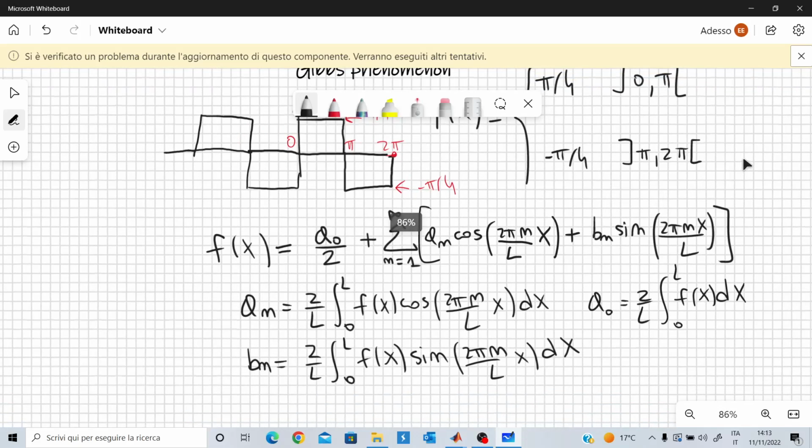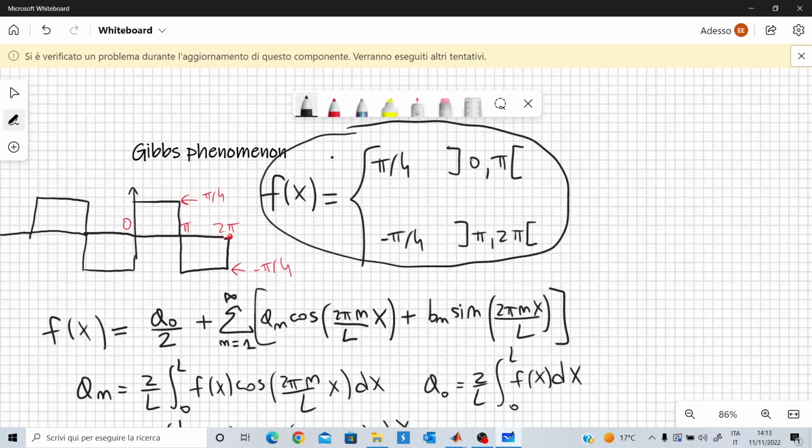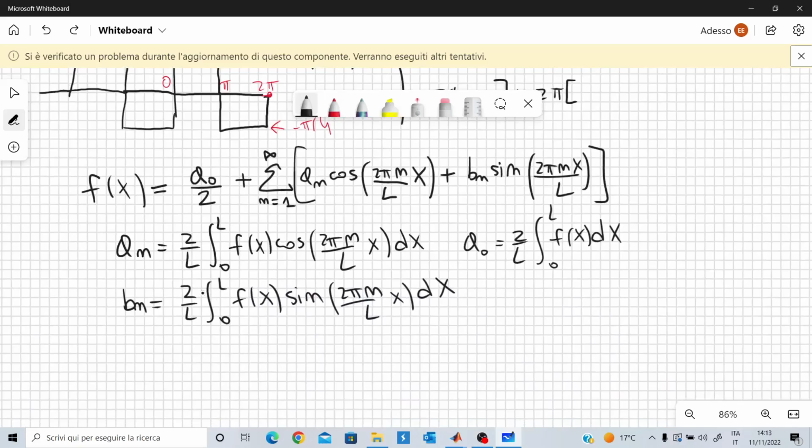Now, we can calculate these coefficients by considering the fact that the function can be expressed in this way. So a sub n will be equal to 2 over 2 pi, so L is equal to 2 pi, so we can write 1 over pi integral from 0 to pi.